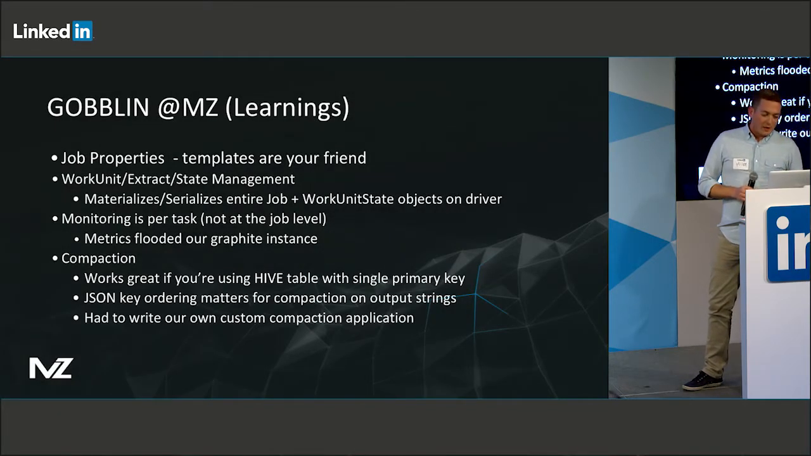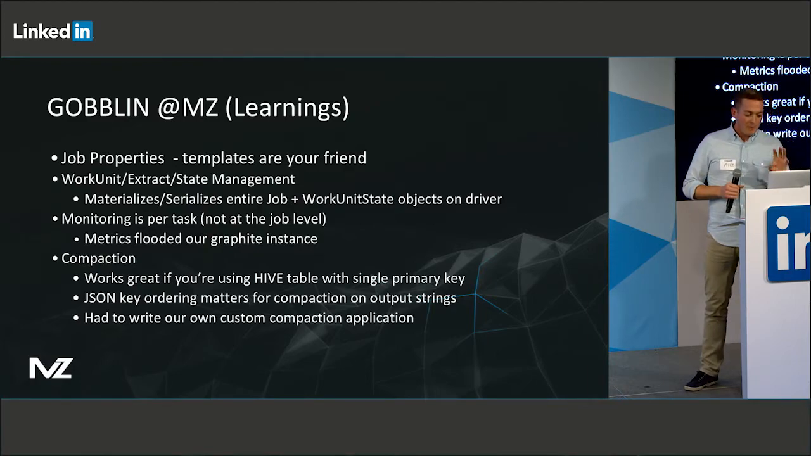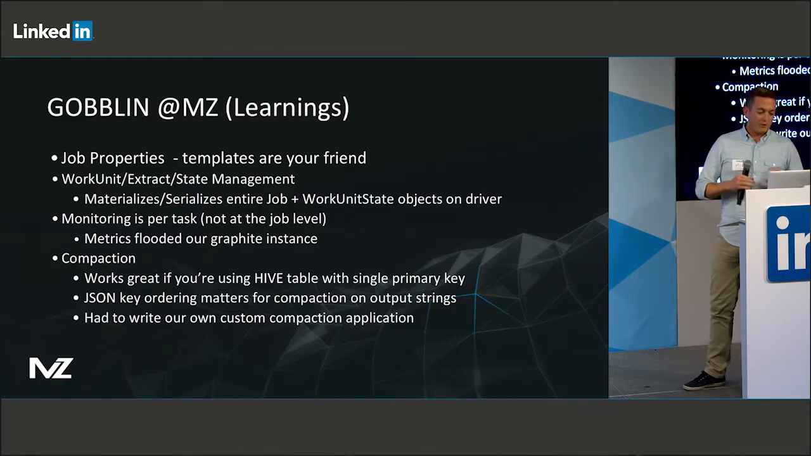So some of the learnings we had: job properties templating was not initially implemented. It came in 0.7, I believe, so that helped us a lot. Once we had so many job files, templates really helped us manage the properties well.